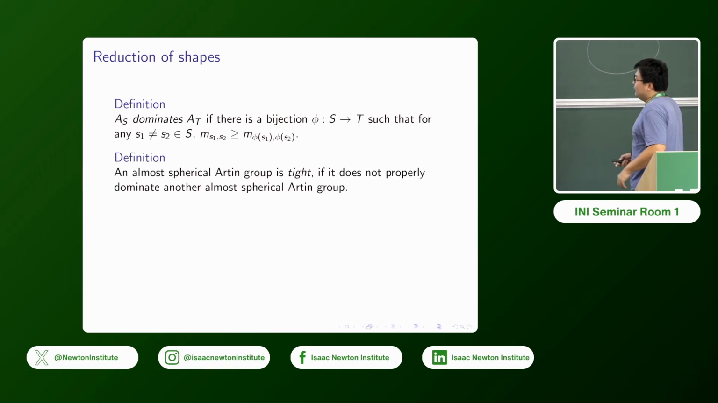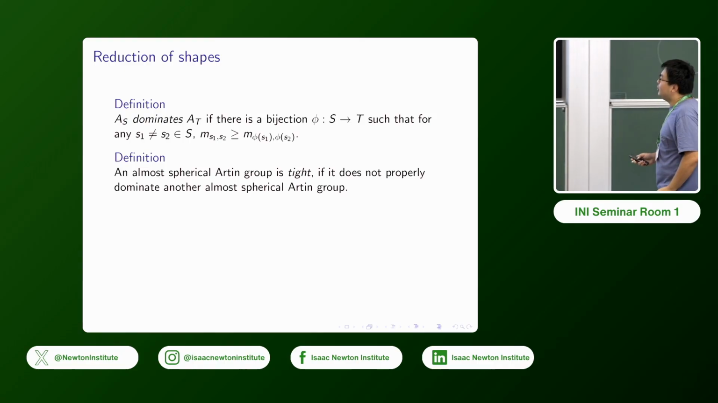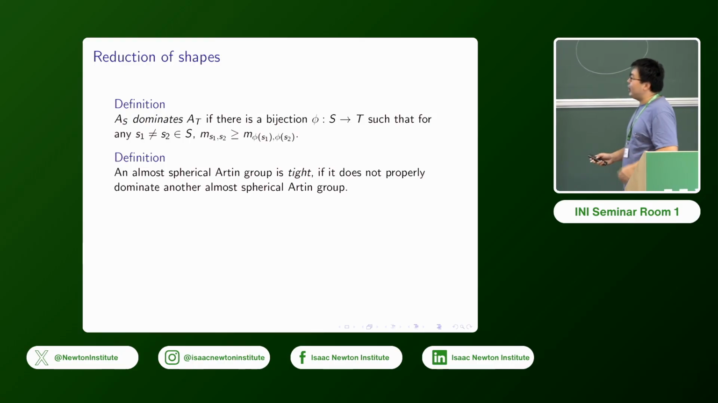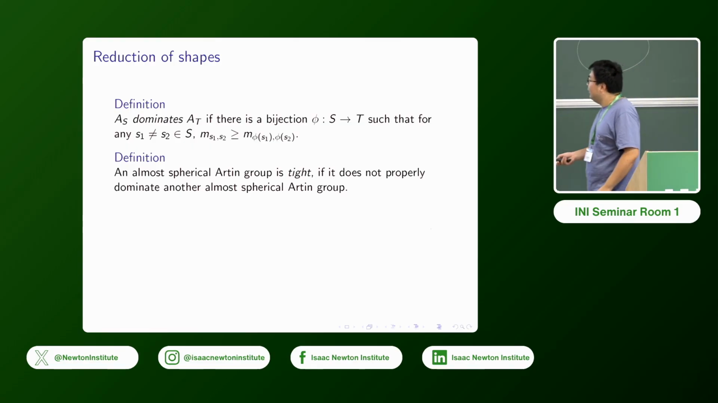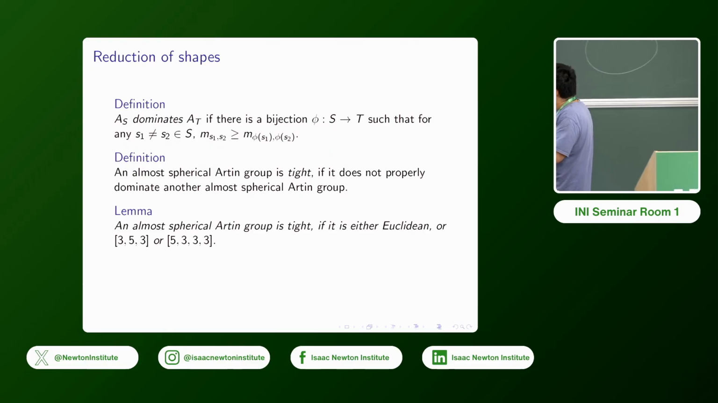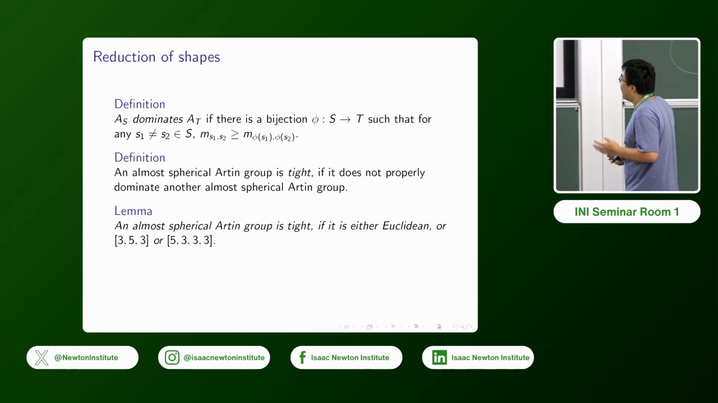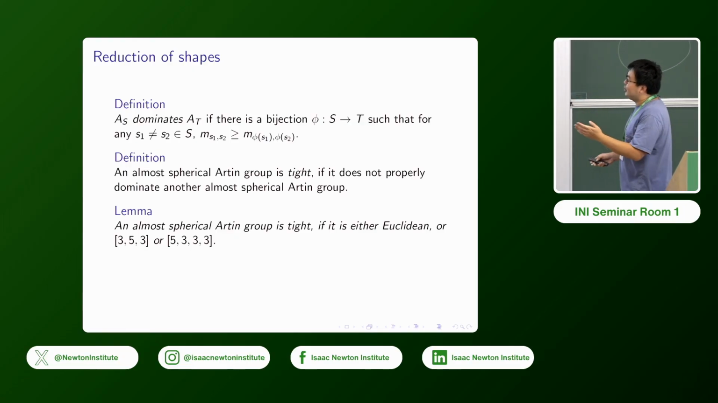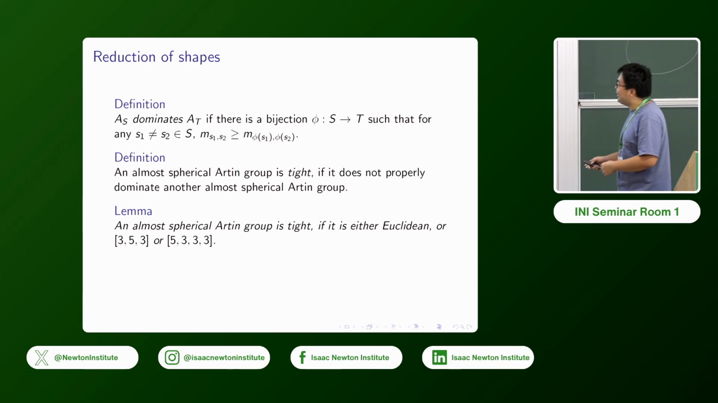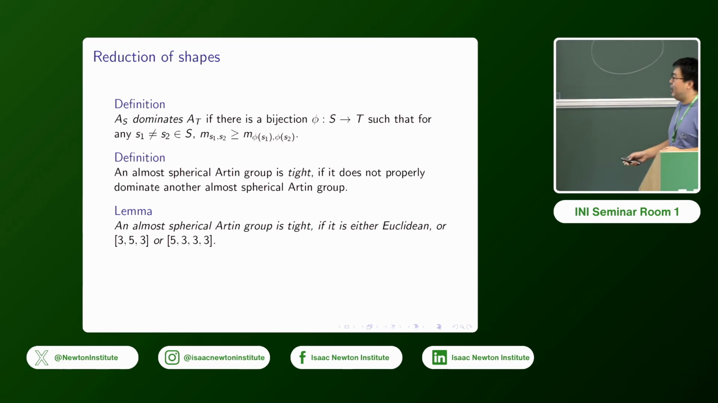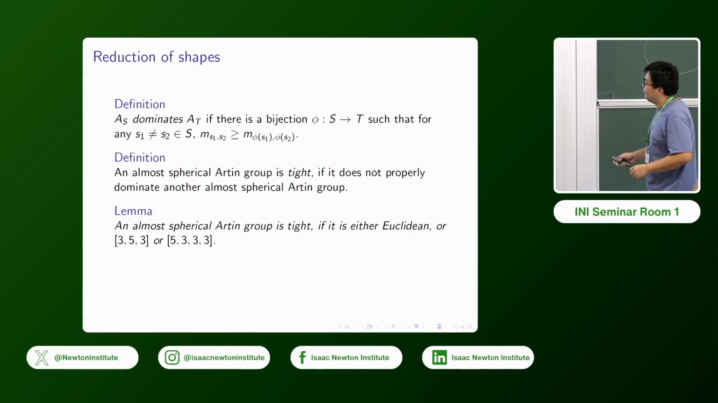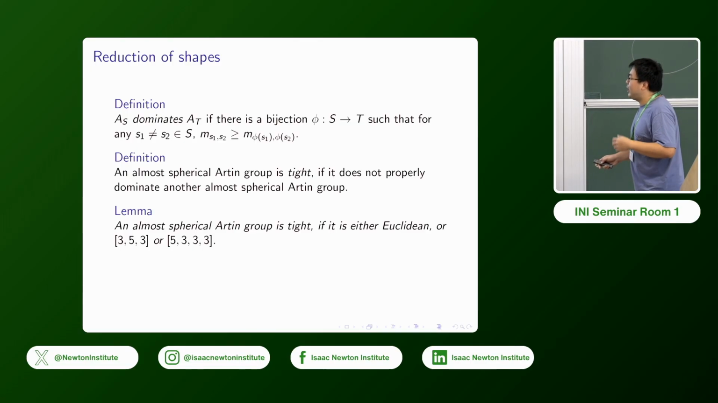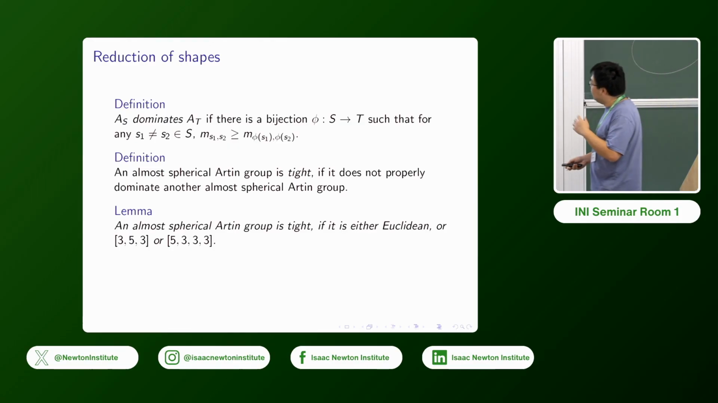Now we say an almost spherical Artin group is tight if it does not properly dominate another almost spherical Artin group. Proper means that one of these inequalities is actually strict. The nice thing is that the list of tight almost spherical Artin groups is much shorter. This is a lemma: if an almost spherical Artin group is tight, then it's either Euclidean, meaning the corresponding Coxeter group acts on Euclidean space, or it is 353 or 5333. So you see why 353 is quite special for us: 533 is a 4-dimensional one, so if you only care about dimension 3, then 353 is the only non-Euclidean shape we need to care about.